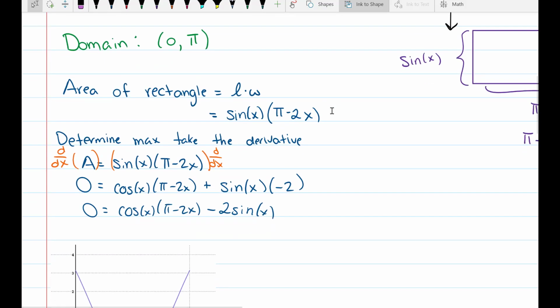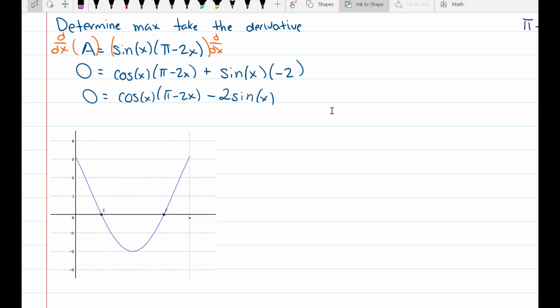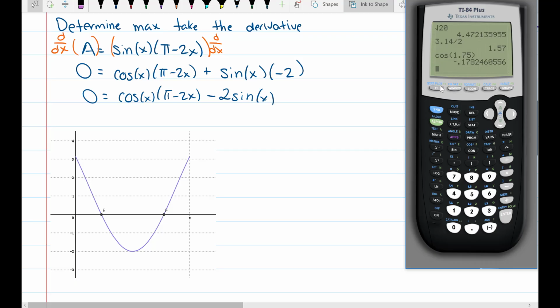So what I recommend to do is just plug that into your calculator and then find the zeros. So let's do this right now together. So what we want to do is, in our calculator, type in cosine of x, pi minus 2x, minus 2 sine of x. So you put that in your calculator, and then you hit graph.